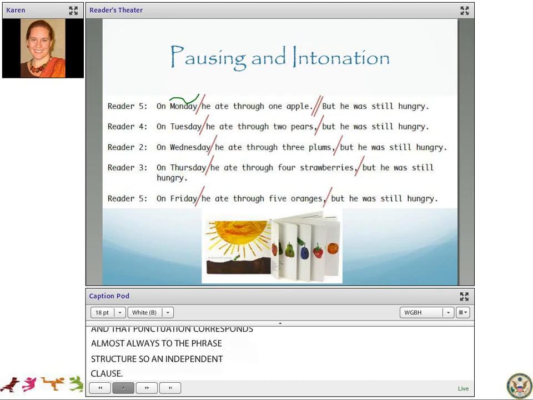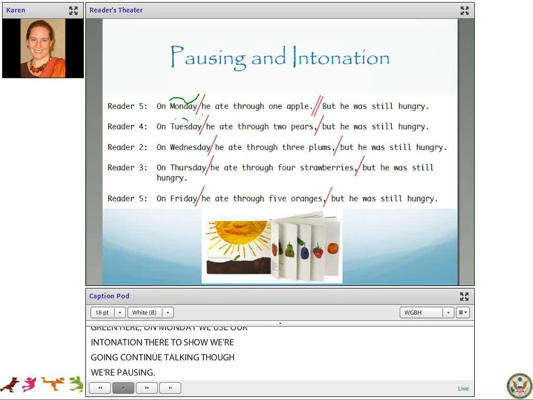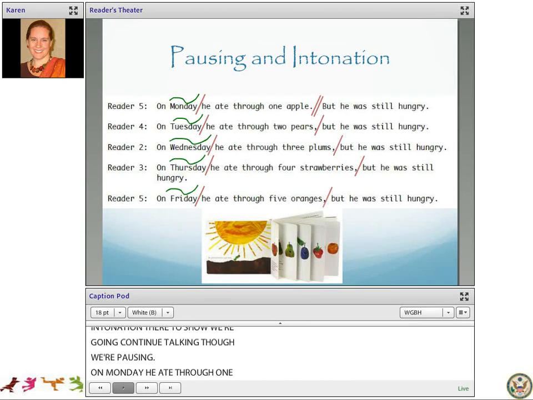So we start to see on Monday, that's where I've marked it in green here. On Monday, we use our intonation there to show that we're going to continue talking, even though we're pausing. On Monday, he ate through one apple, but he was still hungry. So we can take all of those little introductory time phrases and mark those up for intonation.